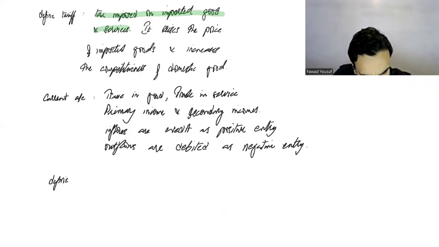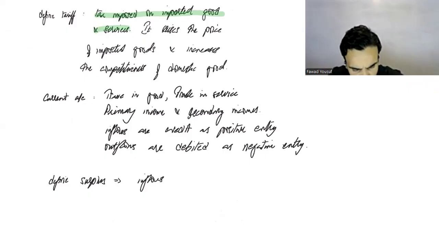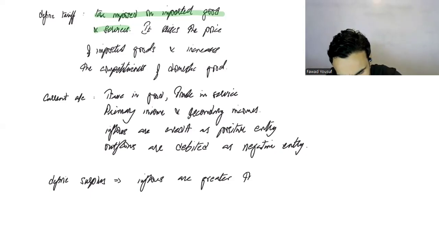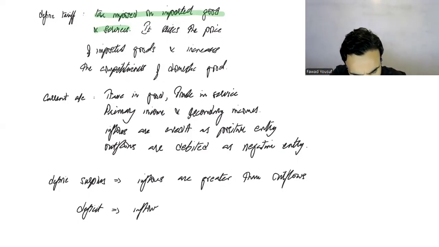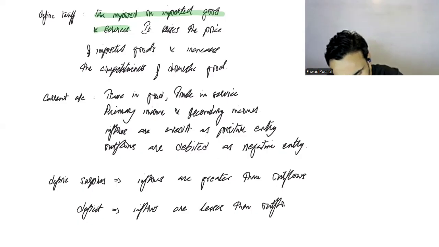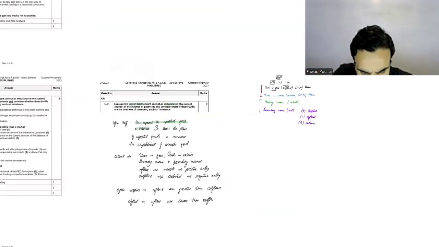define current account surplus, where I think just to mention that if the inflows are greater than outflows, that's what a surplus is. And अगर हम deficit को समझाने जाएं तो उसमें हम कह सकते हैं that the inflows are lesser than outflows. Is it answering the first part?